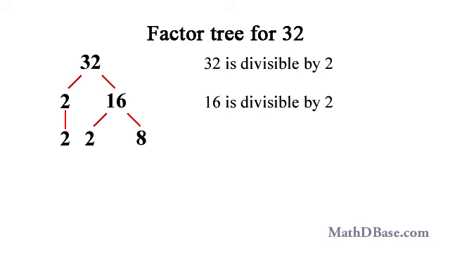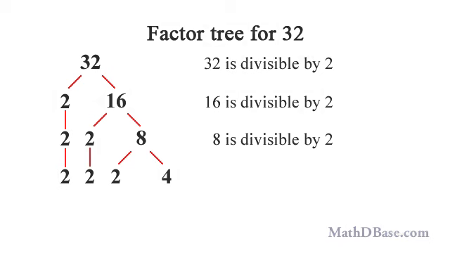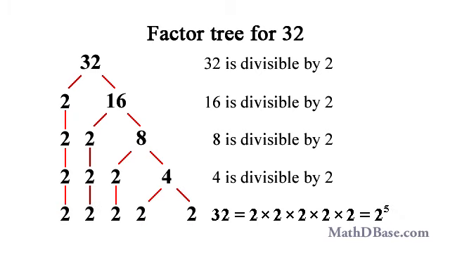16 is also divisible by 2, so we can extend the branch with the first 2, place another 2 on a new branch, and then 16 divided by 2, or 8, on another new branch. 8 is also divisible by 2, so we can extend the branches with the first 2s, place another 2 on a new branch, and then 8 divided by 2, or 4, on another new branch. 4 is also divisible by 2, so we can extend the branches with the other 2s, place another 2 on a new branch, and then 4 divided by 2, or 2, on another new branch.